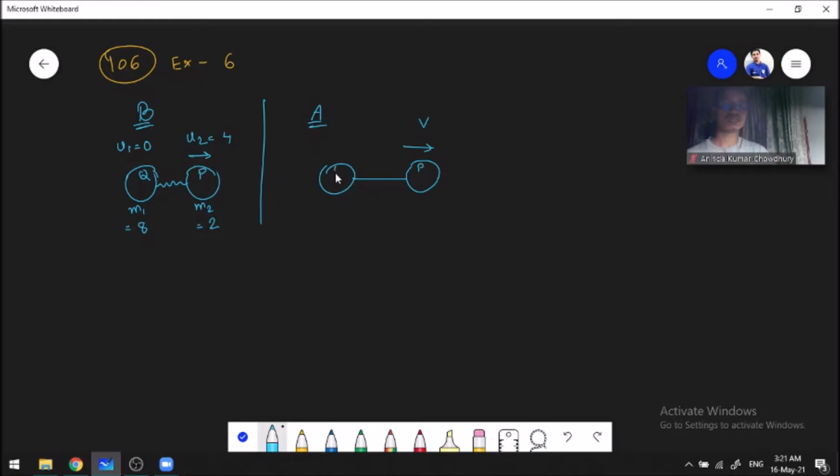This is our P, this is our Q, m1 and m2, 8 and 2 kg respectively. Now find the common speed of the particles after the string goes taut. So our formula m1 u1 plus m2 u2 will be changed just a little bit. A better way to understand the formula: the total momentum before the collision is equal to the total momentum after.